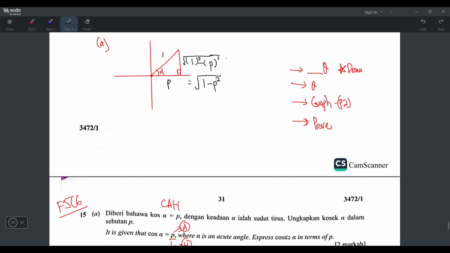Now only then we look at what it wants. Find cosec alpha in terms of p. So now we can try to find the cosec alpha. Okay, first you need to know cosec is 1 over sine. Look at the third alphabet. If the third alphabet is s, 1 over sine. If let's say it's sec, the third alphabet is c, so 1 over cos. If it's cot, the third alphabet is t, so 1 over tangent. That's how I teach my students to remember. Okay, s, so 1 over sine alpha.